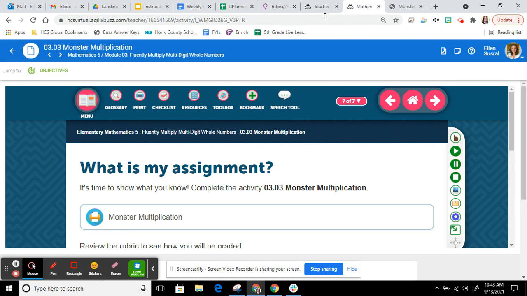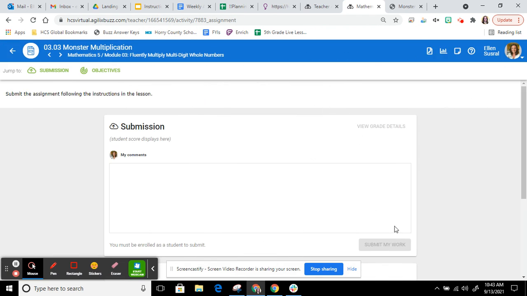When you are done, you'll go back to your math course. You'll go on the next activity tab, you will have a blue plus button on your screen that you can click on and attach your work. Let me know if you have any problems or if you need any help.